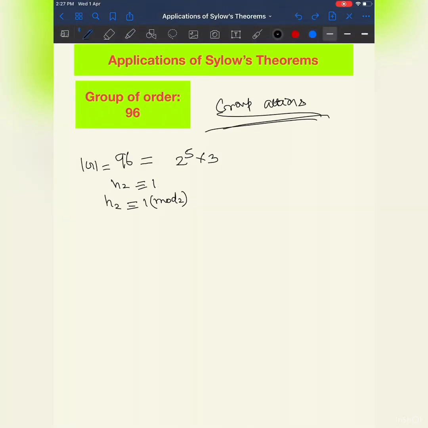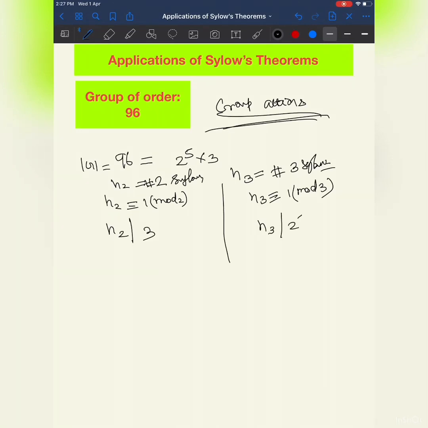As usual, n2 denotes the number of 2 Sylow subgroups, and n3 is just equal to the number of 3 Sylow subgroups. n3 is congruent to 1 mod 3. This much we know, and n2 divides 3, but n3 divides 2 power 5, because for a group of order p power alpha into m, np divides not this, but just m.